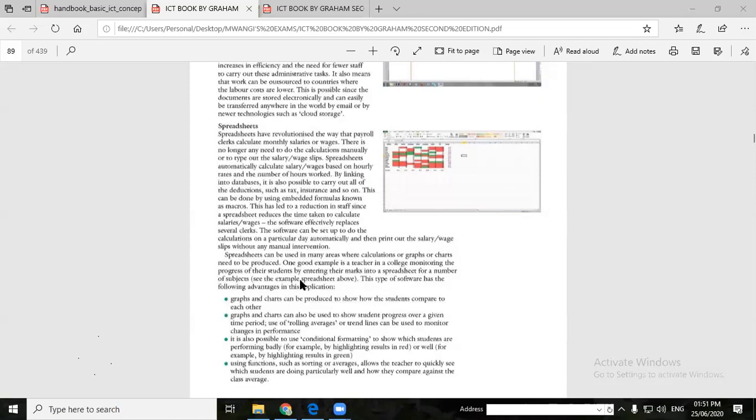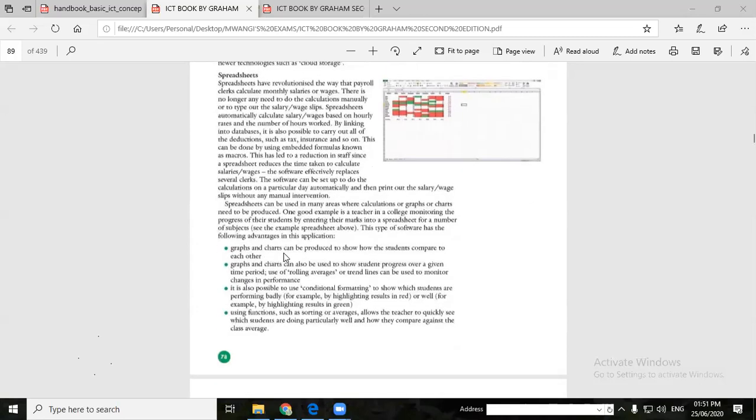Now let's look at some of these things in the spreadsheet that make it a good tool to use. Graphs and charts can be produced to show how the students compare to each other. Graphs and charts can also be used to show student progress over a given time period. It's also possible to use conditional formatting to show which students are performing badly, for example by highlighting results in red, or highlighting results in green.